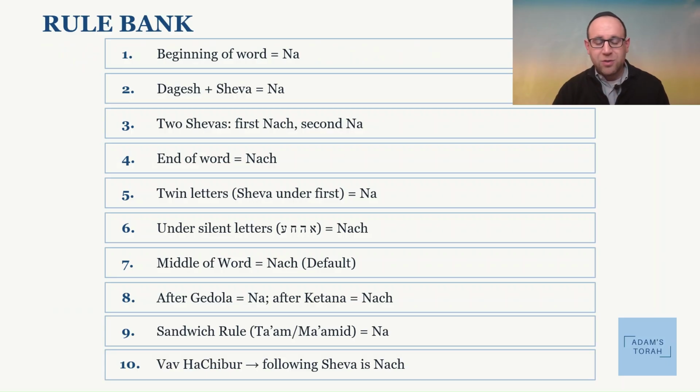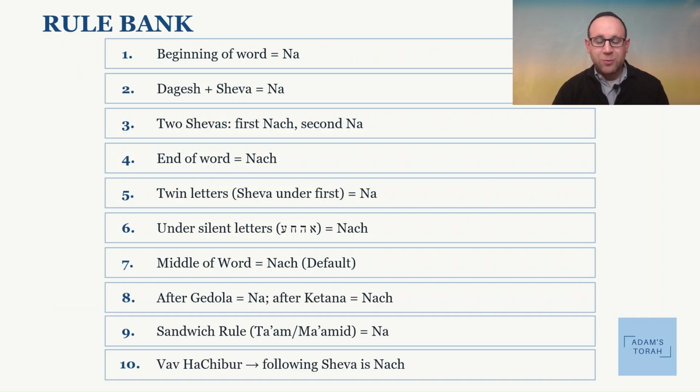Rule number 7, if you have a Sheva in the middle of the word, and really this rule, once we've learned the additional rules, it really should be removed because the following rule qualifies it. But rule number 7 is that the Sheva in the middle of the word is normally Sheva Nach. And rule number 8 clarifies that if it's following a Tenuah Gedolah, it's a Sheva Na. But if it's following a Tenuah Ketana, it's a Sheva Nach.